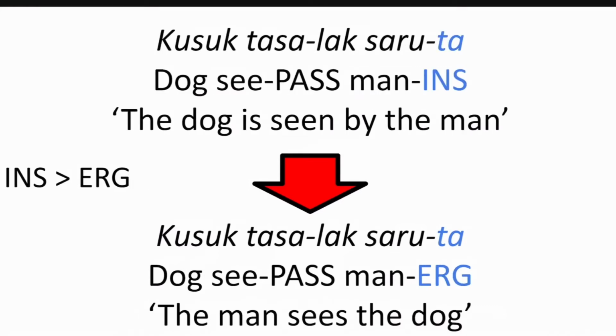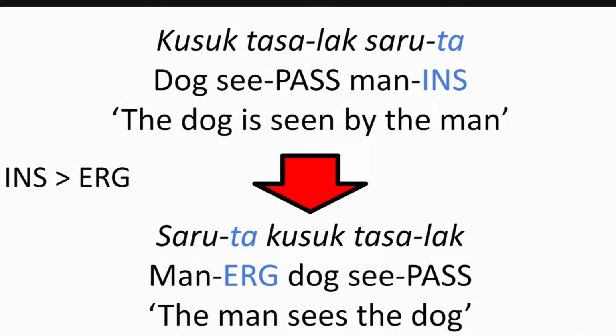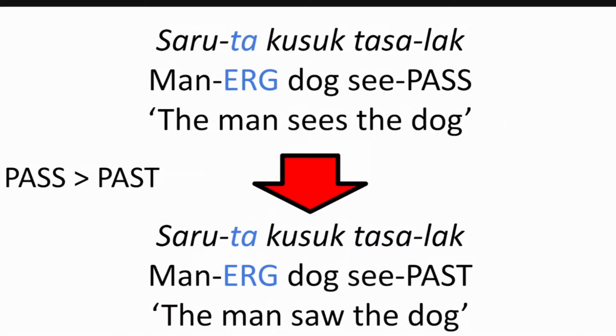Maybe, over time, our instrumental case evolves into an ergative case, and everything moves back around to fit the default SOV word order. Now, maybe interestingly, our marked passive on the verb will slowly evolve into a perfect or past tense.